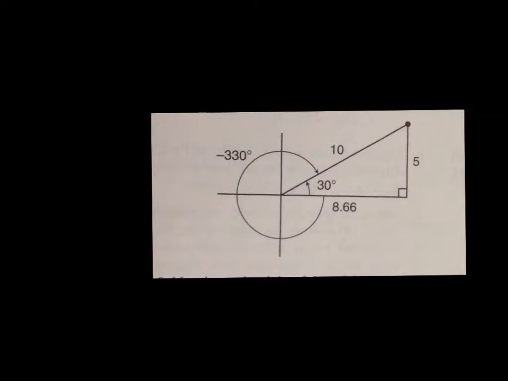If you remember, this would be 8.66 r plus 5u. Remember, we went over to the right and it made it a positive, and then we went up, which also made it a positive. And that showed us where that point was right there.